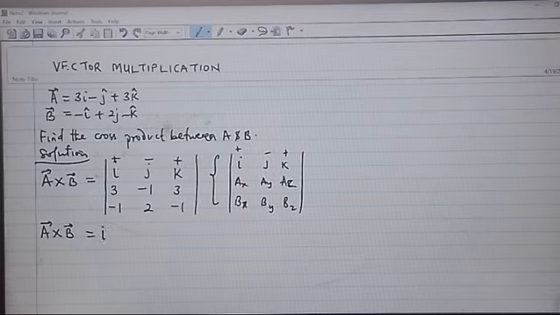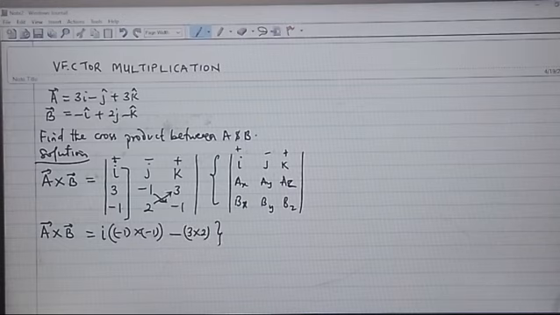Remember what we did previously? This is i, so we block this column and work with j and k. So we say i into, we multiply diagonally, minus 1 times minus 1, minus 3 times 2.